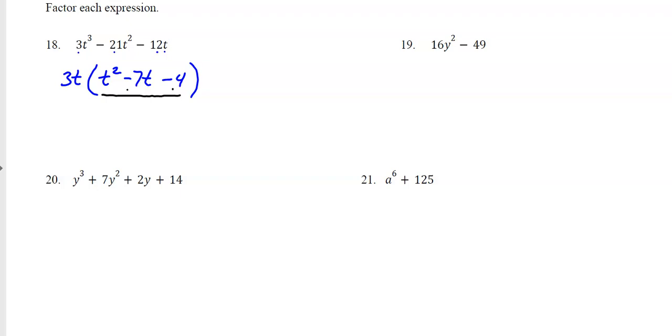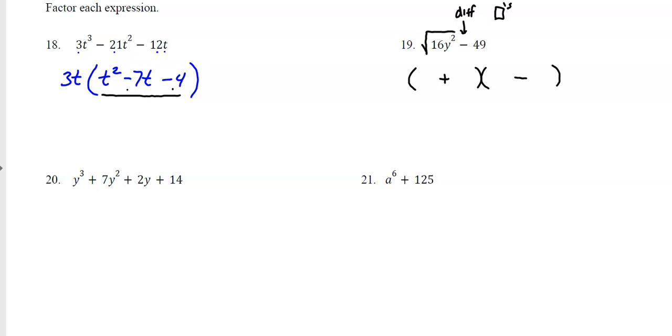Well, this one to me looks like the difference of 2 perfect squares. All right, because I see 16y squared and the 49, those are both perfect squares. So what happens with difference of squares is one's a positive and one's a negative. That's the only way for that middle term to disappear. Well, I just take the square root of both of them.